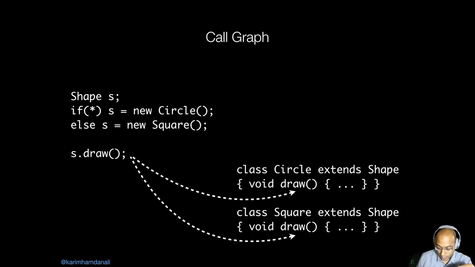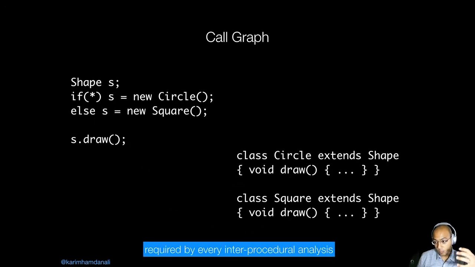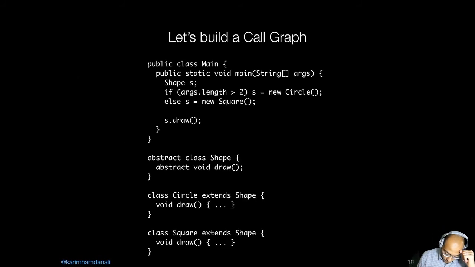If your class hierarchy is defined as follows, so circle and square both classes extend or inherit from shape, a call graph will tell you whether this s.draw will go to circle.draw or go to square.draw. This kind of analysis would be required by every single inter-procedural analysis out there. So now we are going from intra-procedural analysis within method boundaries to inter-procedural analysis crossing method boundaries. So far so good?